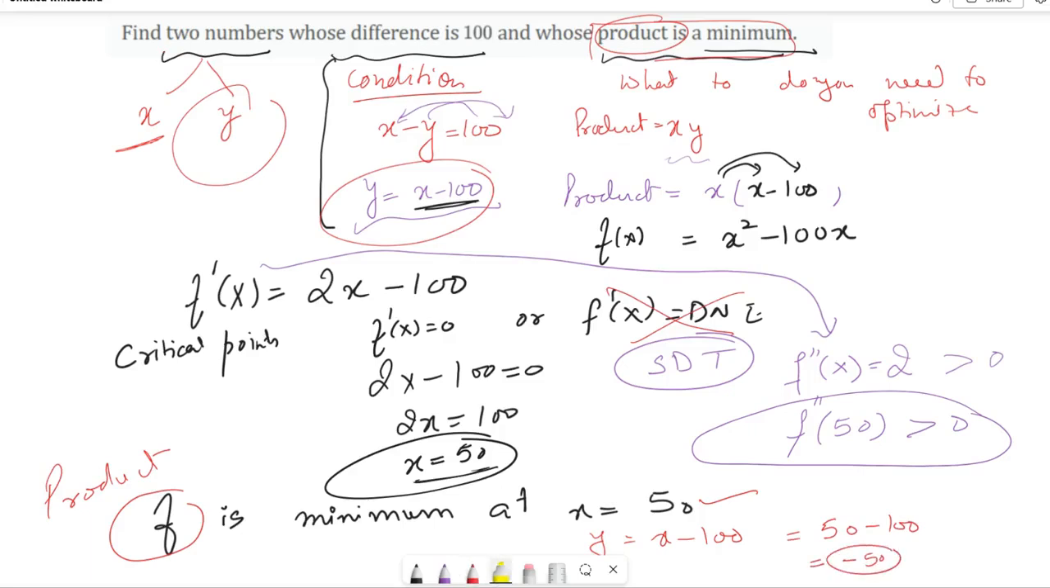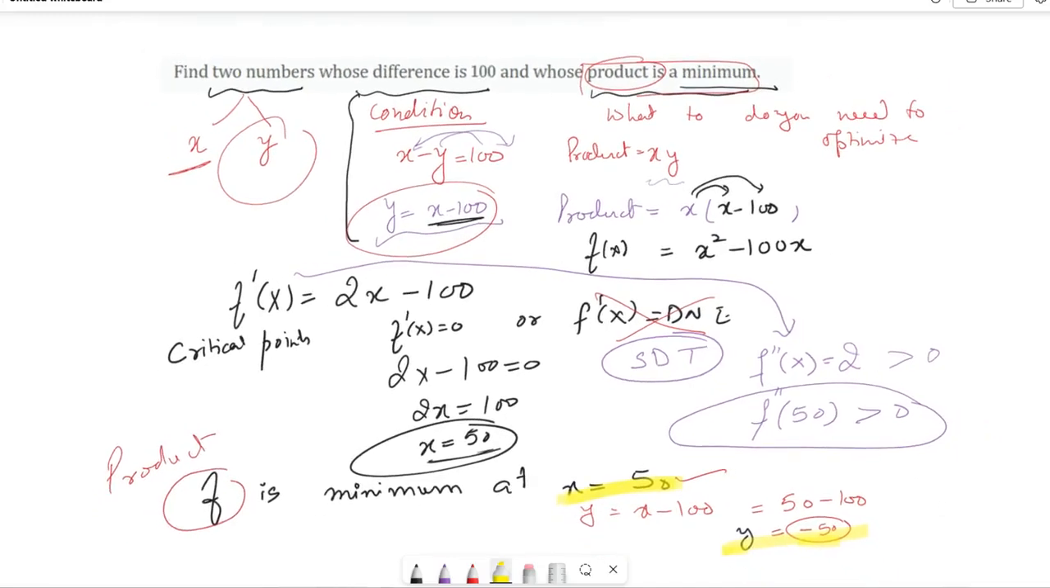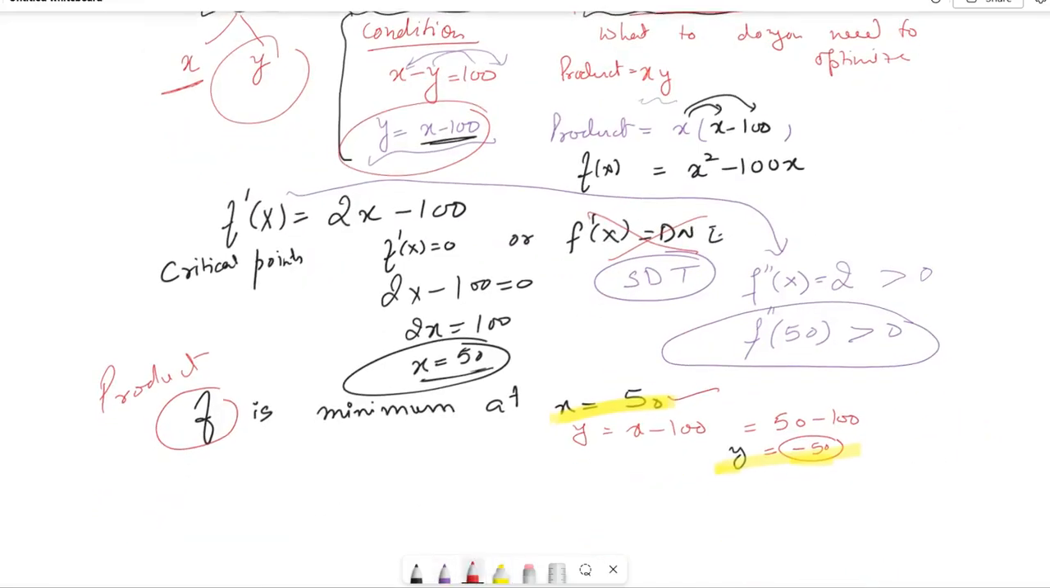So our final answer, we have x is equal to 50 and y is equal to negative 50, such that the product is minimum. And you can also say the minimum value of the product should be equal to x times y, meaning 50 times negative 50, negative 2500.